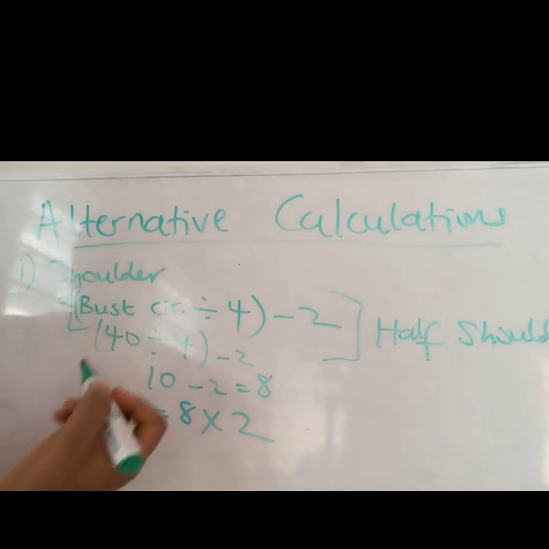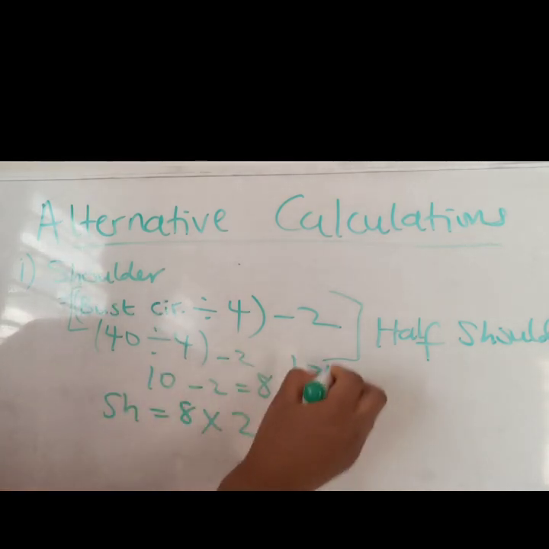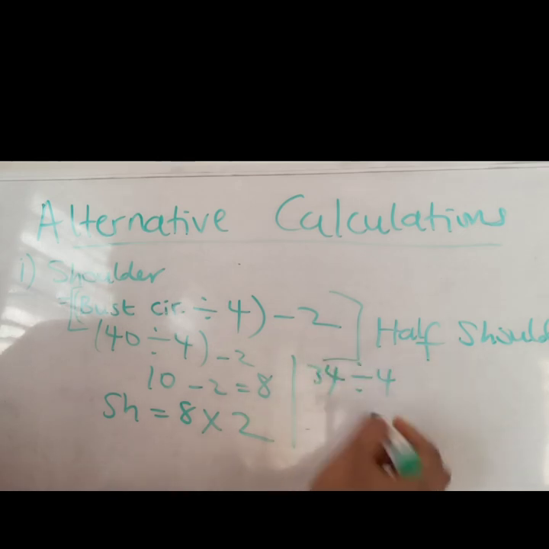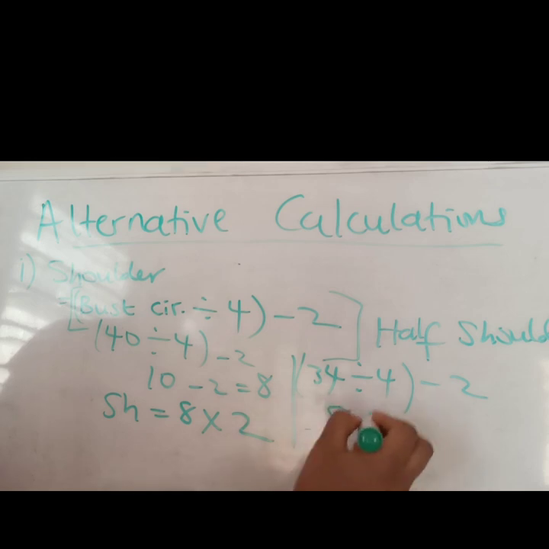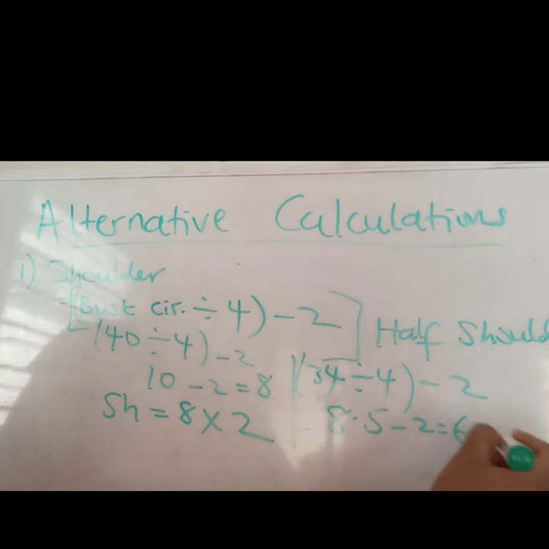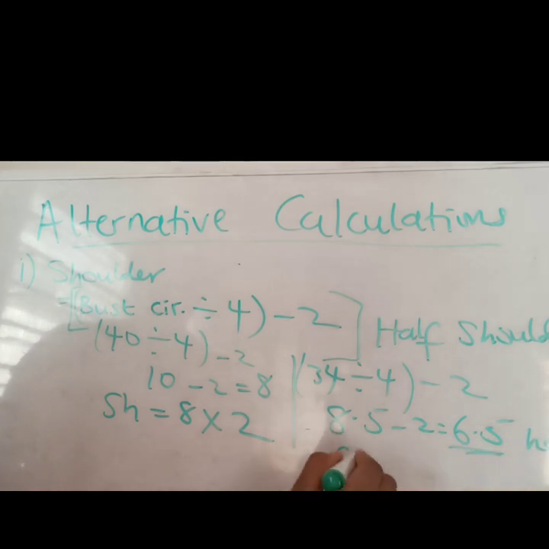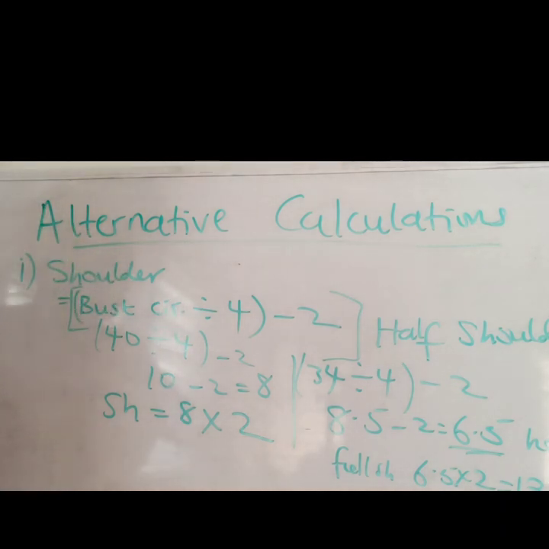So assuming your bust is 34, divided by 4 is 8.5, minus 2, you have 6.5. So this is half of the shoulder. To get the full shoulder, you multiply this by 2 and you have 13. So 13 becomes your shoulder measurement, that is from one shoulder to the other shoulder.